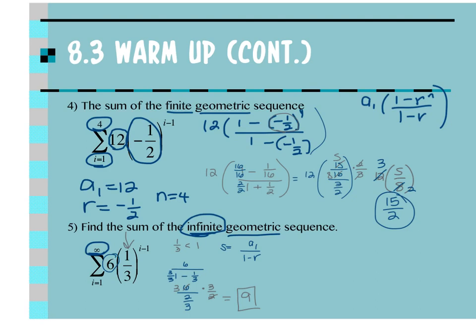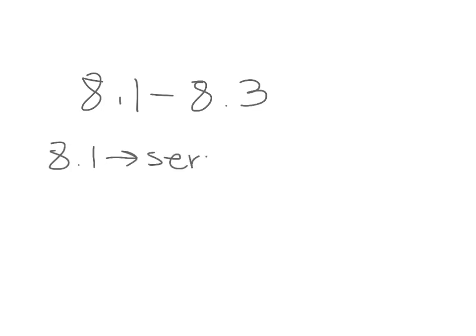Okay, so then let's talk about your quiz. So your quiz is covering sections 8.1 to 8.3. In 8.1, we talked about our generic series and sequences and sum. So you could have just been identifying what the sequence is. You could have been finding the first 5 terms. You could be finding a specific term, that kind of thing.